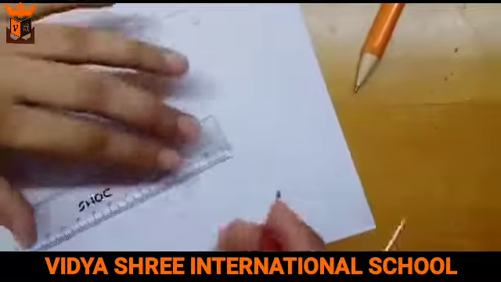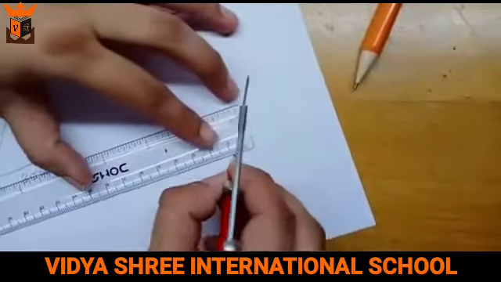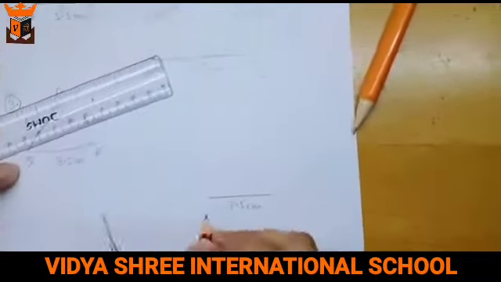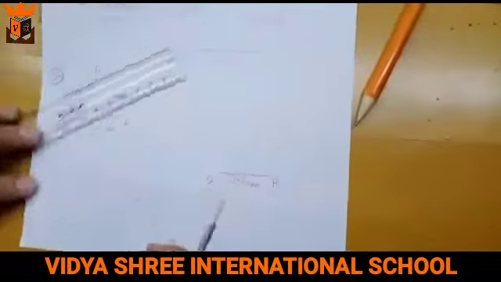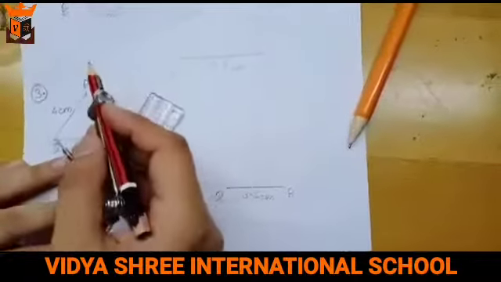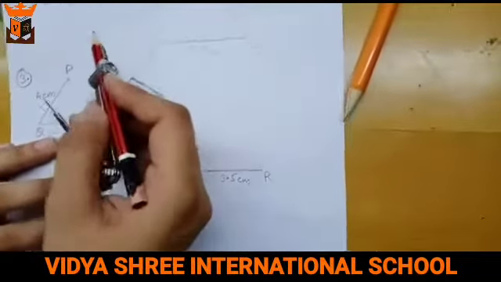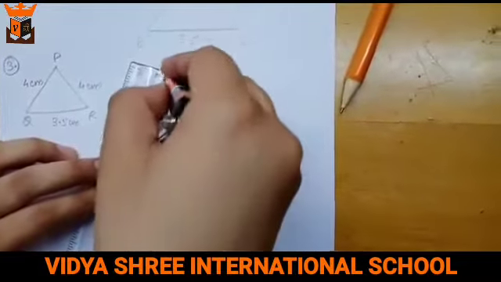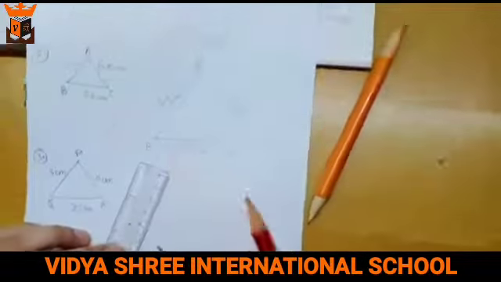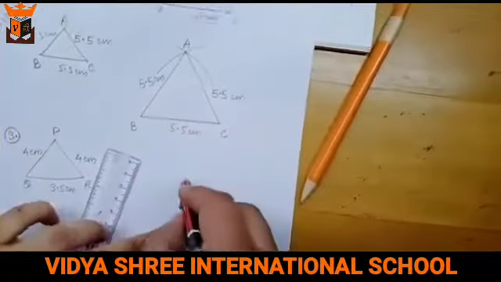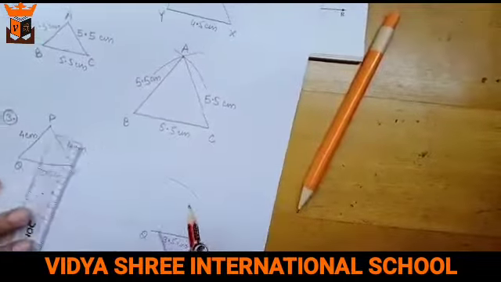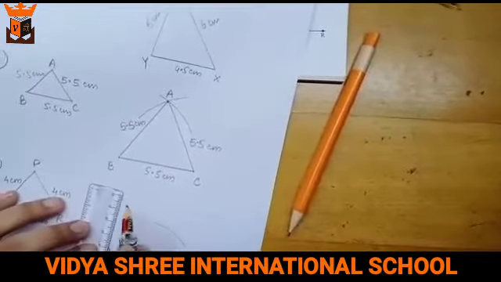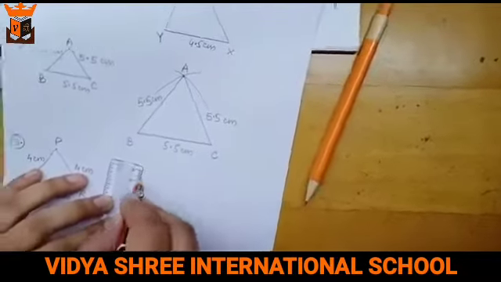So first of all, we need to draw a 3.5. Here we have taken 3.5, which is called Q and R. Now next is 4 centimeters. Which length is given here? 4 centimeters, that is PQ. So we have to take, with the help of scale, 4 centimeters like this. We have opened a compass and mark an arc here. Like this again. Here is PR, which is 4 centimeters, like this.